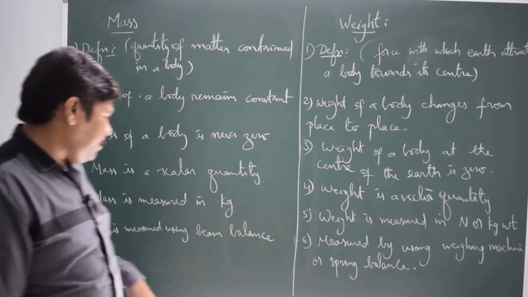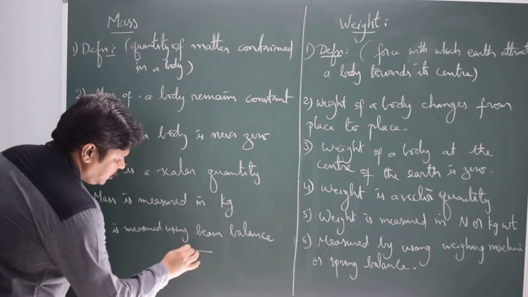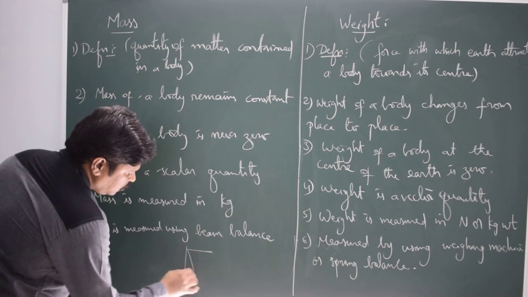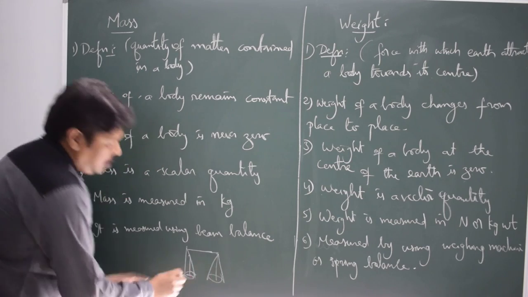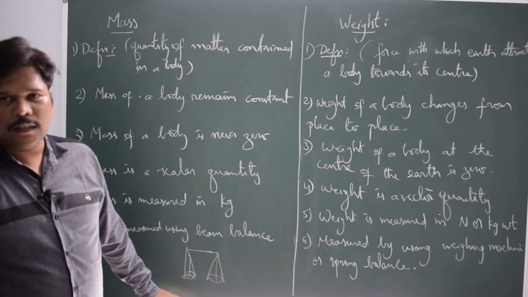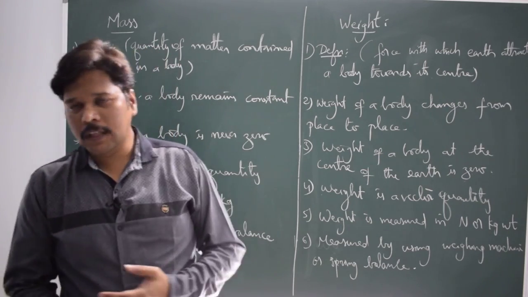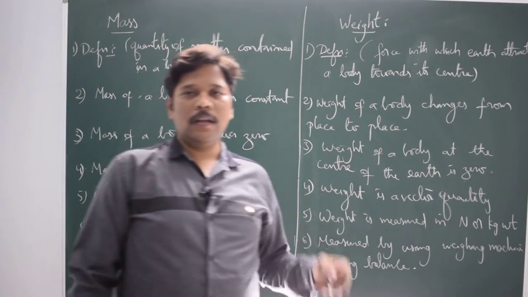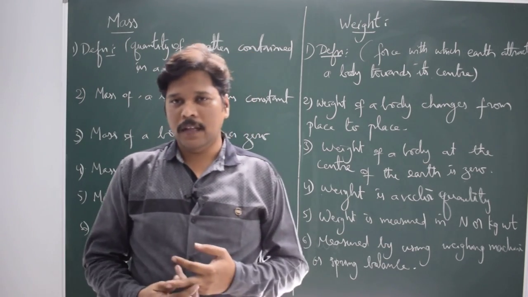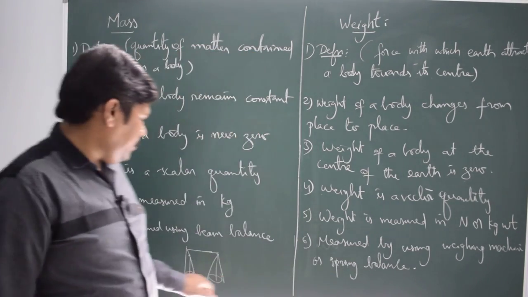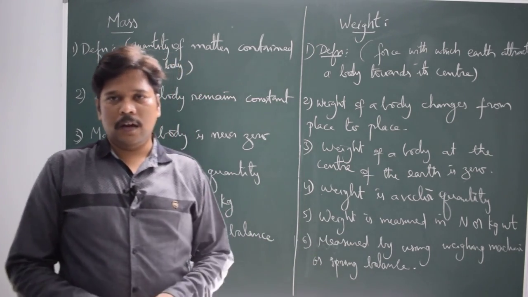It is a physical balance, you can say, or a beam balance, where you have two pans on both sides. This is a small diagram or idea of the physical balance. Weight can be measured with the help of a weighing machine or spring balance. You might have seen the spring balance in your physics laboratory. These are the instruments used for measuring mass and weight of the object.